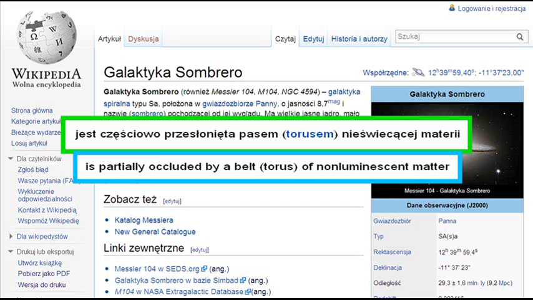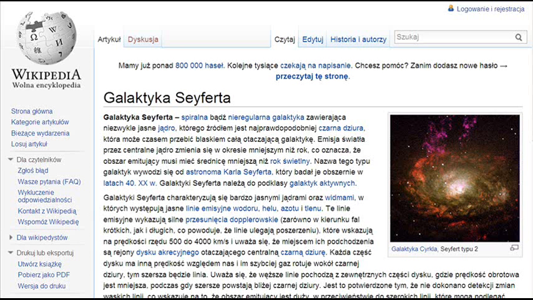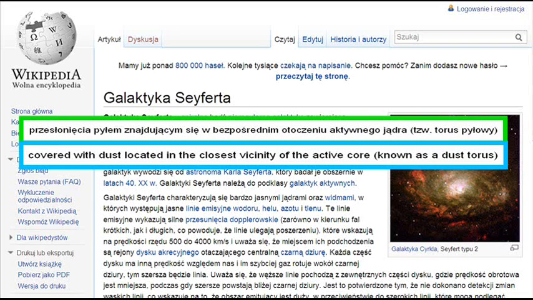To find out about this, I did another Google search, this time in Polish, for Taurus Galactica, and I found this Wikipedia entry on the Seyfert galaxy containing this sentence, which literally translates as: close to the vicinity of the active core, known as a dust torus. And there, I thought I was done, and this was my translation. Dust lane translates as torus pyłowy, or dust torus, in Polish.